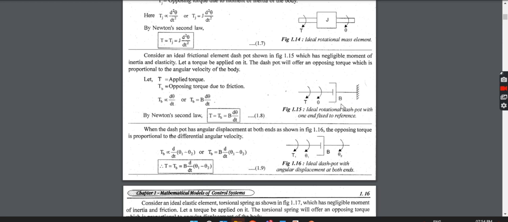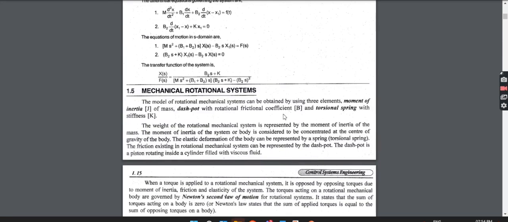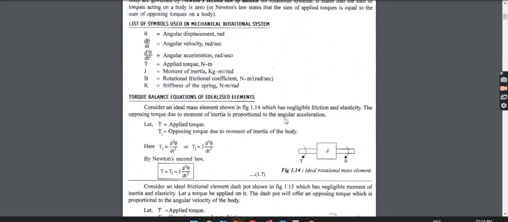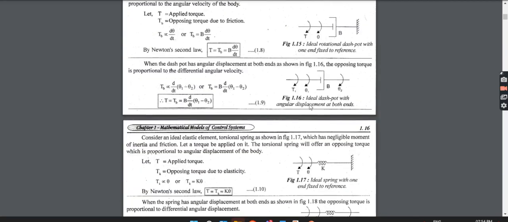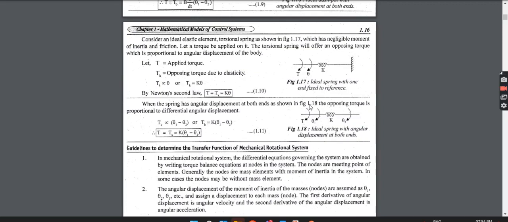So in this video, we have seen how we can list out the mechanical rotational system elements: moment of inertia, dashpot, and torsional spring. In the next video, we'll learn more.